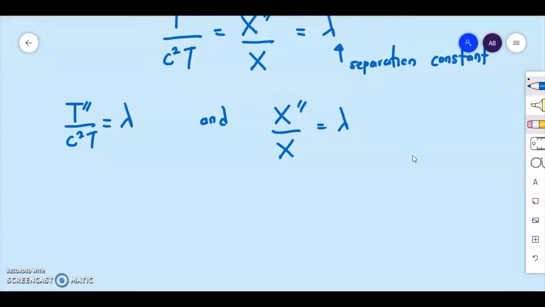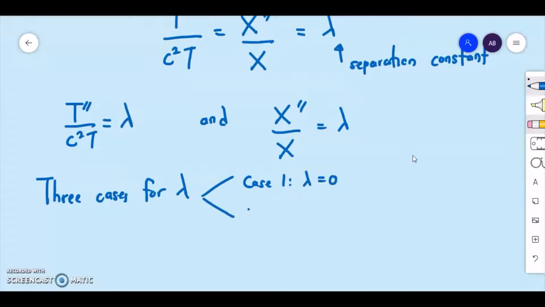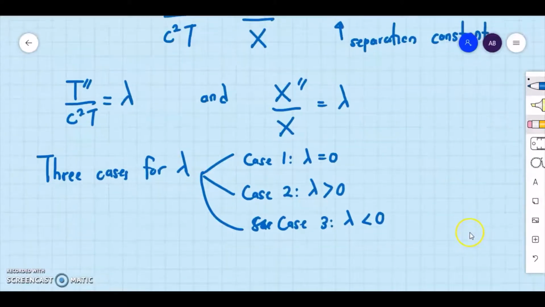Let's consider, because my lambda here is a separation constant, we need to consider three cases for my separation constant lambda, where case 1 is when lambda equals 0, case 2 when lambda is greater than 0, and case 3 when lambda is less than 0. Let's consider case by case.